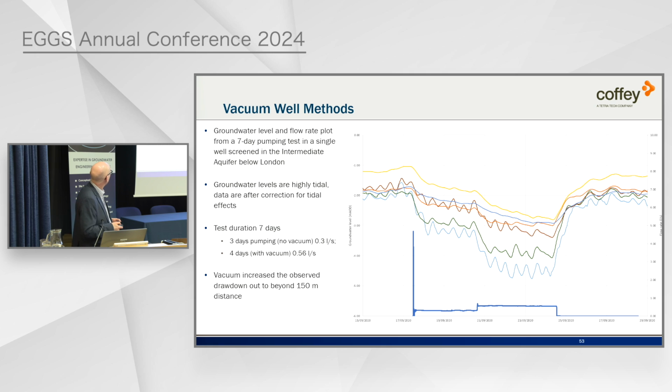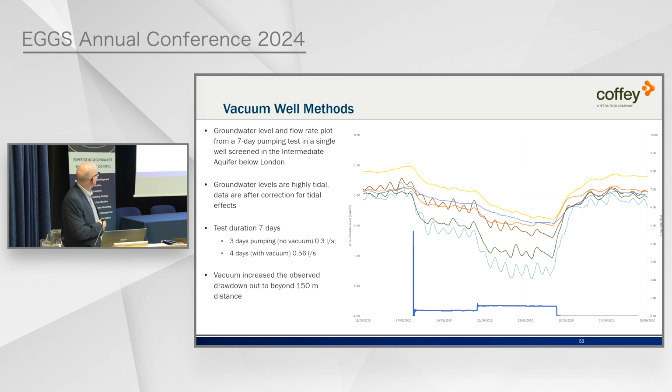I've got some data here, and there's a lot going on, so I'll try and take you through it. It's from a pumping test in London, a 7-day pumping test for a single test well in the intermediate aquifer below London. The groundwater levels were really highly tidal. This is the data after tidal correction, because the tidal response was so huge. So we've still got a lot of noise in there. But again, you can see the drawdown response. It's not a mass tidal effect.